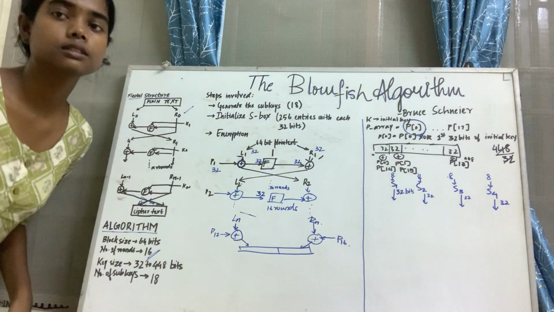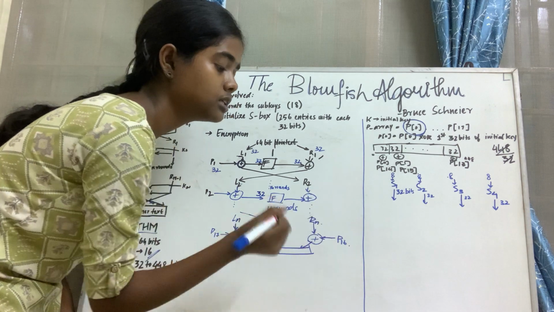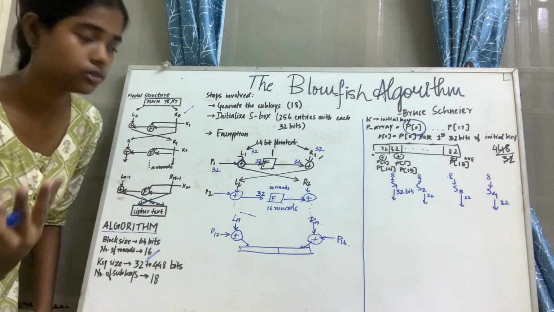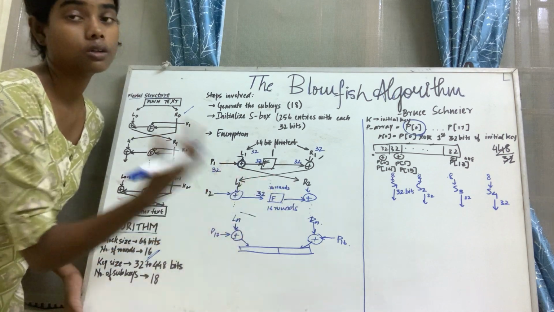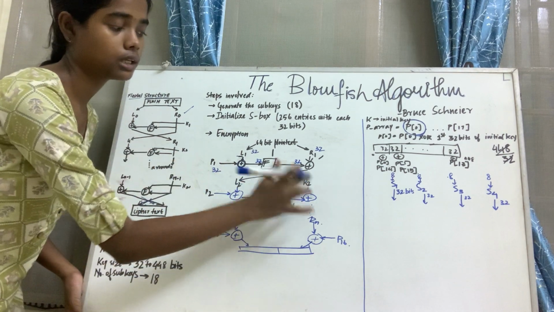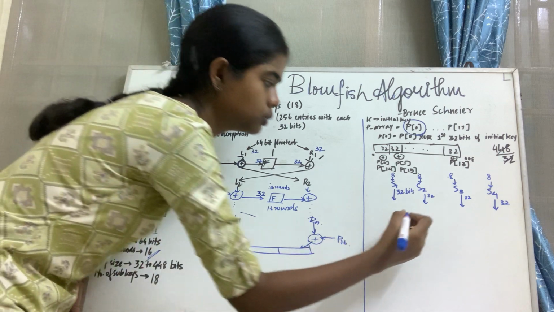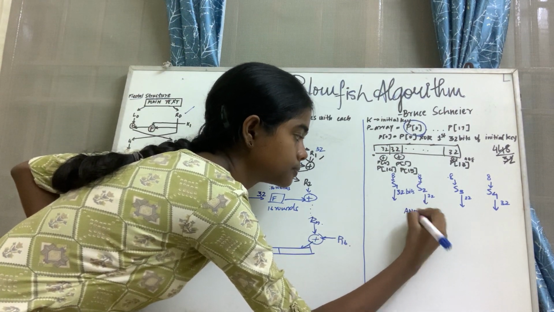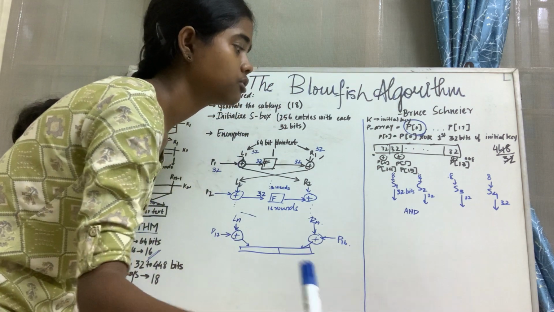And this does not end here. We will be performing some more operations on this to get the final output. It has to be 32 bits in order for us to be able to perform XOR with the right plain text. So what we do is we first perform the AND operation.